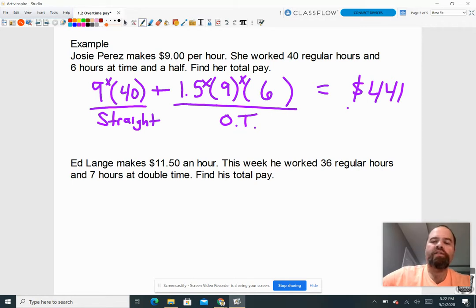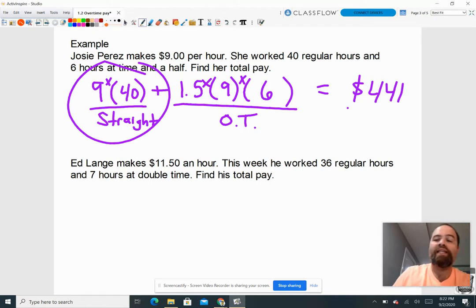All right, moving on. Ed makes $11.50 an hour. This week he worked 36 regular hours and 7 hours at double time. So it's a different multiplier in this one since it's double time. Find his total pay. So we're going to calculate his straight the same way we did up here. Take the hours times the rate.